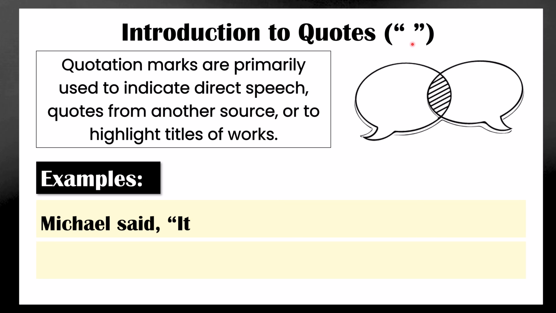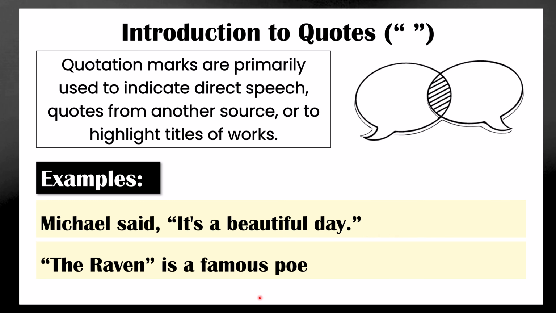For example, Michael said, "It's a beautiful day." "It's a beautiful day" is enclosed with quotation marks because this is Michael's direct speech. He said these words exactly. "The Raven" is a famous poem by Edgar Allan Poe. Here we put The Raven in quotation marks because it's the title of a famous poem. So this is how we usually use quotation marks.